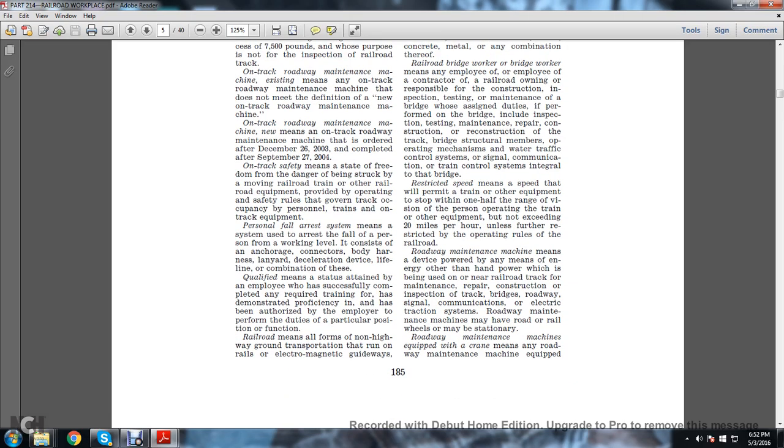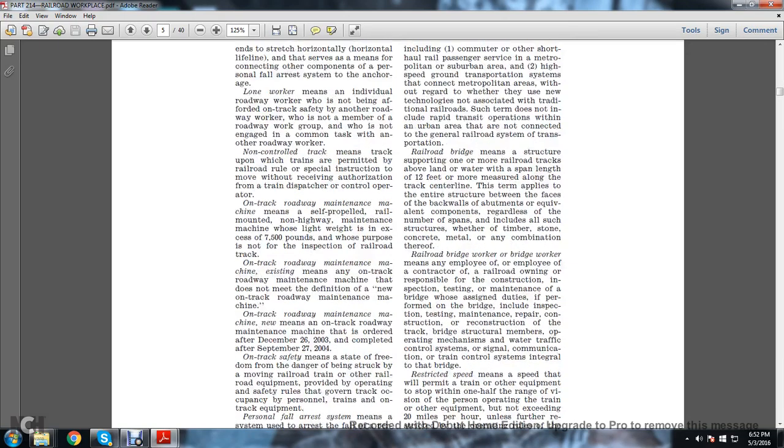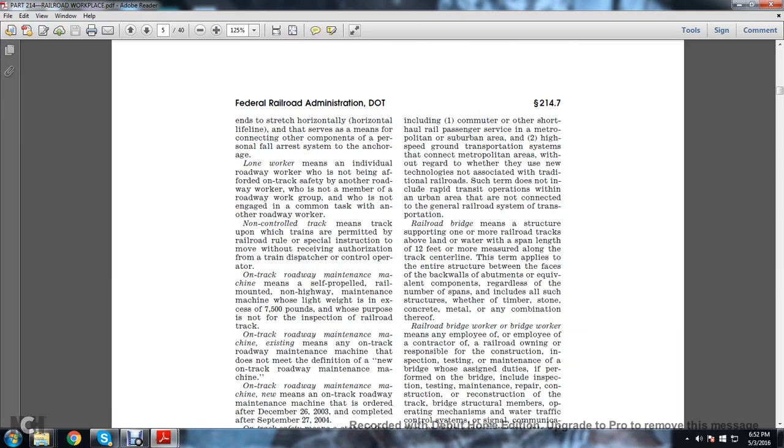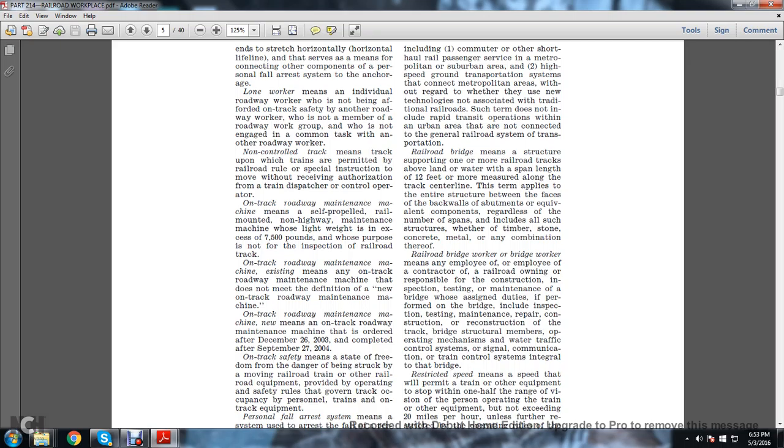Railroad means all forms of non-highway ground transportation that runs on rails or electromagnetic guideways, including (1) commuter or other short-haul railroad passenger service in a metropolitan or suburban area, or (2) high-speed ground transportation systems that connect metropolitan areas, without regard to whether they use new technologies not associated with traditional railroads. Such term does not include rapid transit operations within an urban area that are not connected to the general railroad system of transportation.